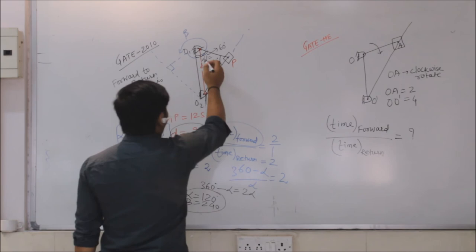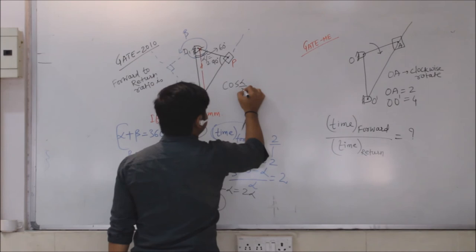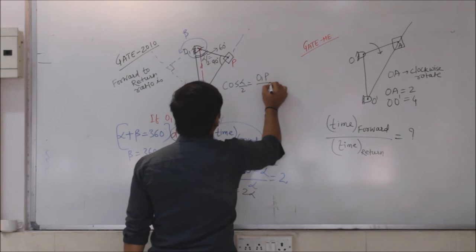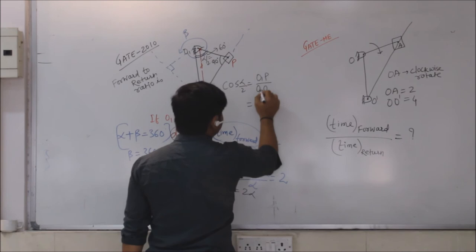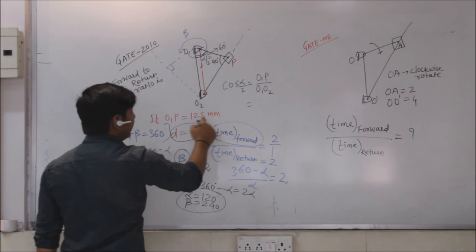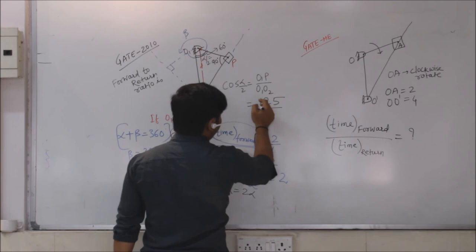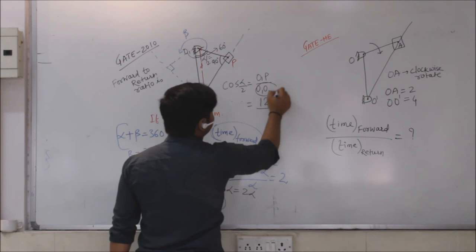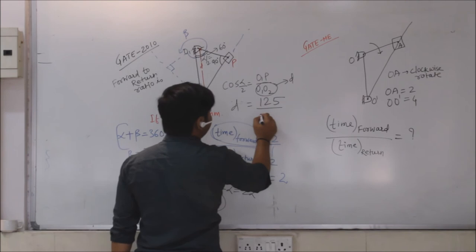This cos alpha by 2 is equals to, this is what? This O1P upon O1 O2, and O1 O2 is nothing but D diameter. This is O1P. O1P already given hai. This is 125 upon this O1 O2. O1 O2 is nothing but what? This O1 O2 hi to D hai. This is D. So from here D is equals to a cos alpha.